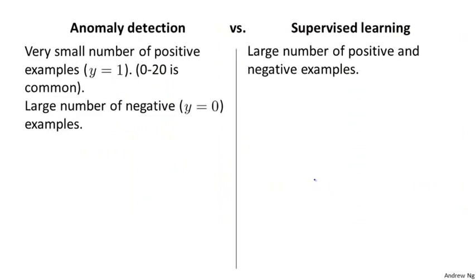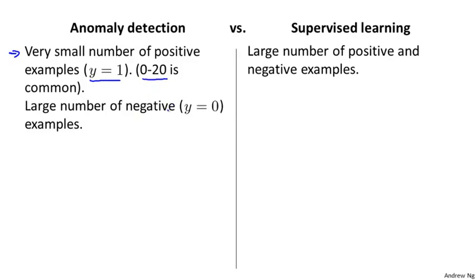This slide shows the settings under which you should maybe use anomaly detection versus when supervised learning might be more fruitful. If you have a problem with a very small number of positive examples, and remember, examples of y equals 1 are the anomalous examples, then you might consider using an anomaly detection algorithm instead. So having 0 to 20, maybe up to 50 positive examples might be pretty typical, and usually when we have such a small set of positive examples, we're going to save the positive examples just for the cross-validation set and the test set.